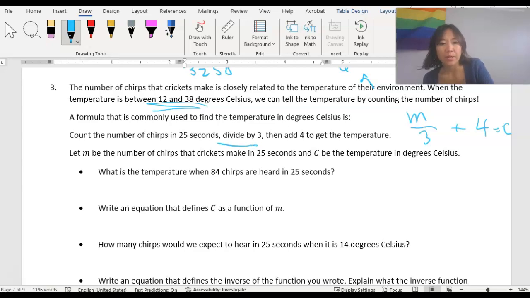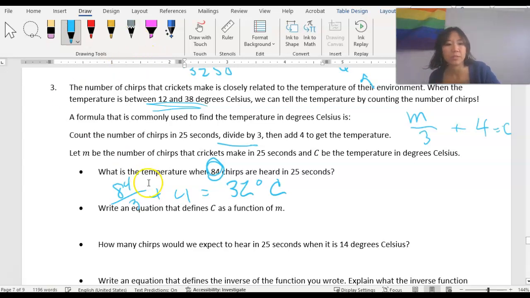So when it says what is the temperature when 84 chirps are heard, okay? So if 84 chirps are heard, we would have 84 divided by 3 plus 4 equals the temperature. So 84 divided by 3 plus 4 gives me 32. So it would be 32 degrees Celsius.